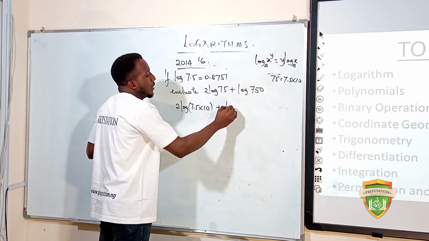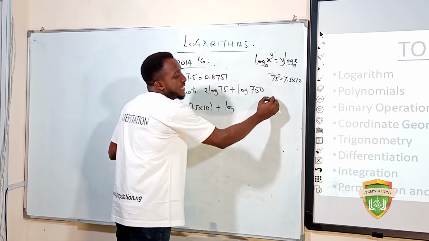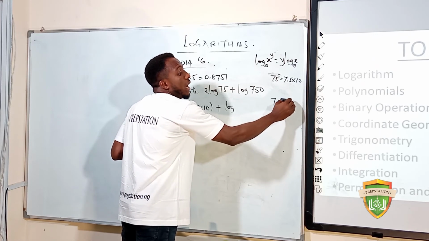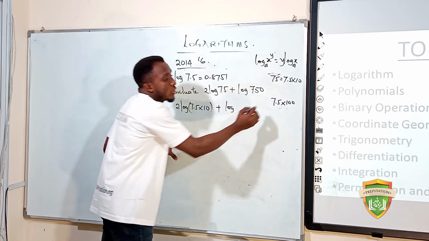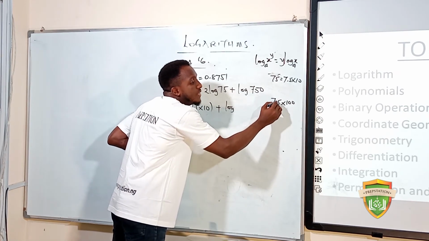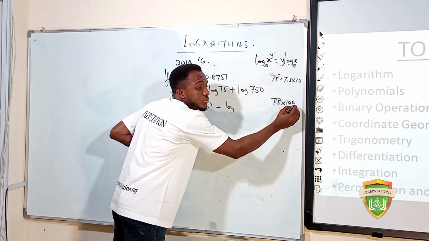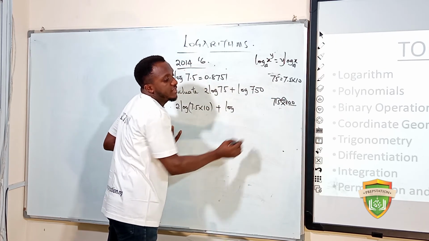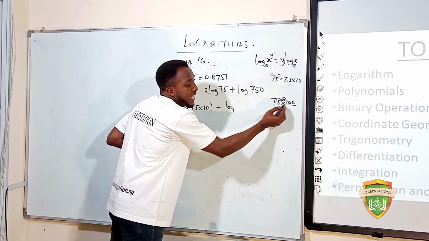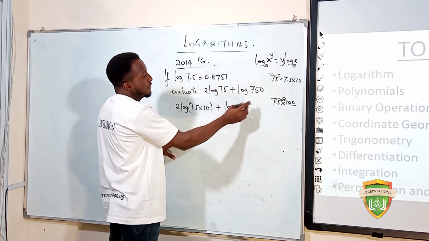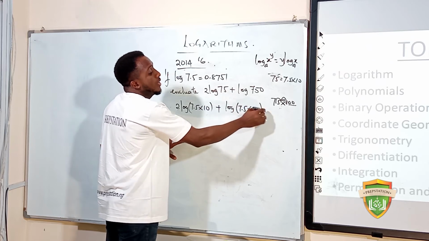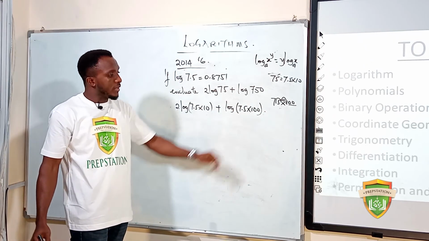Plus log 750 is 7.5 times 100. Because I'll move the decimal point 2 places because of the number of zeros I have here, 1 and 1. So I fill this space with a 0, that is 750. So 750 is simply 7.5 times 100, as you can see.